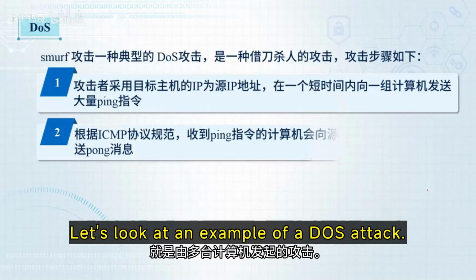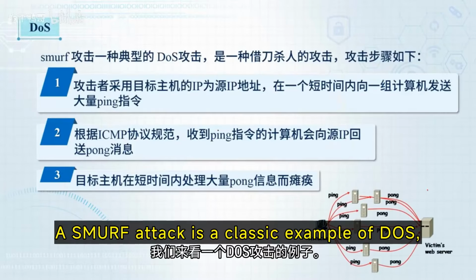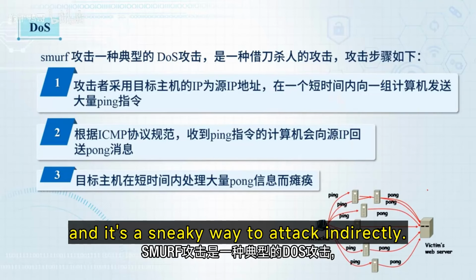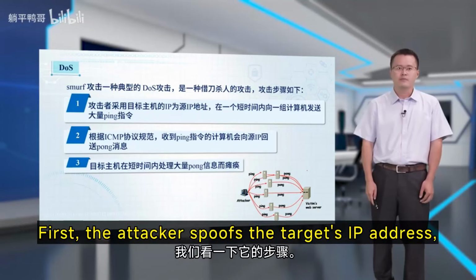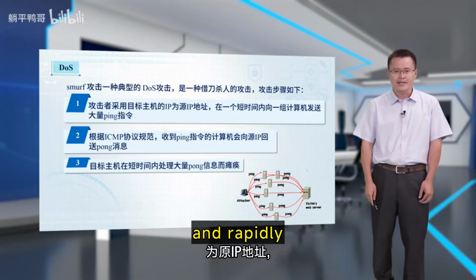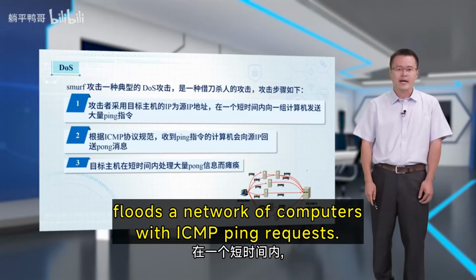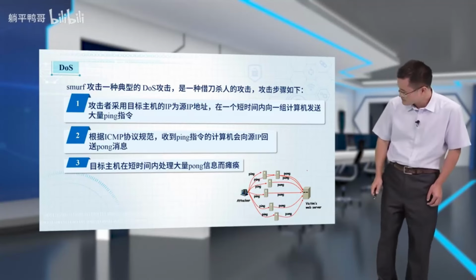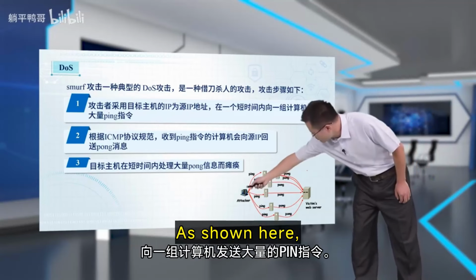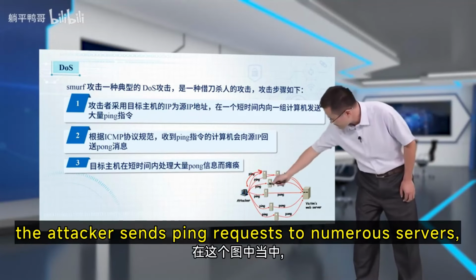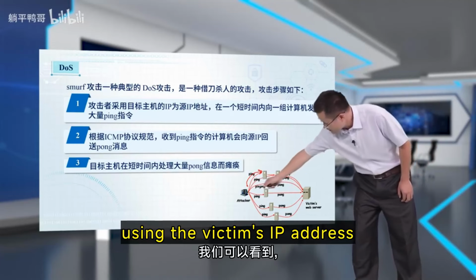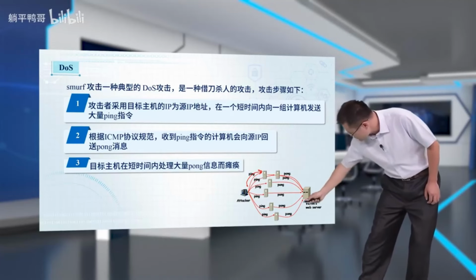Let's look at an example of a DoS attack. A smurf attack is a classic example of DoS, and it's a sneaky way to attack indirectly. Here's how it works. First, the attacker spoofs the target's IP address as the source, and rapidly floods a network of computers with ICMP ping requests, as shown here. The attacker sends ping requests to numerous servers, using the victim's IP address as the source.